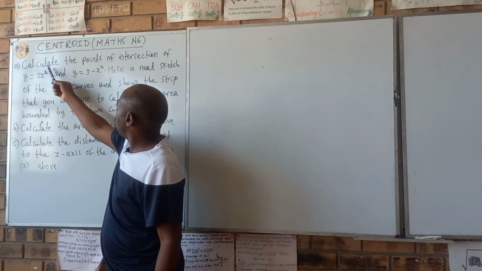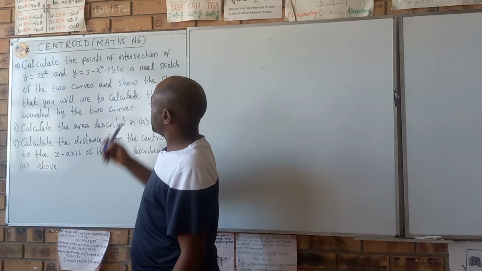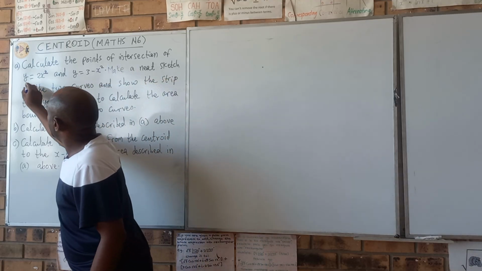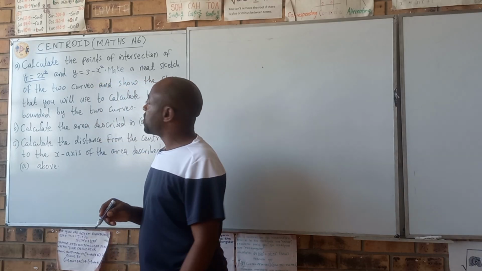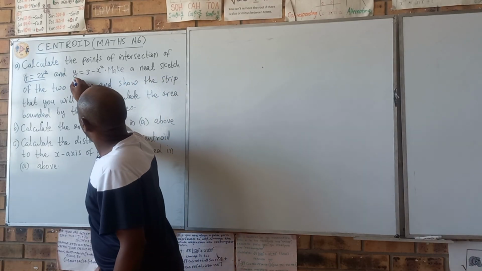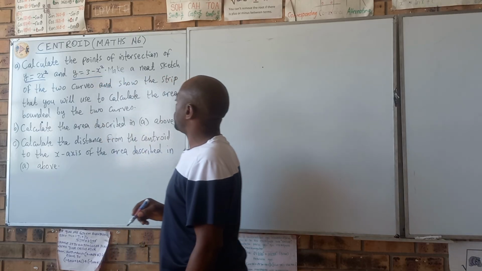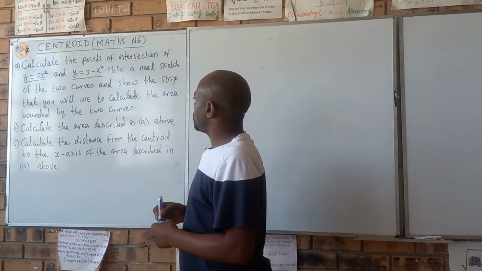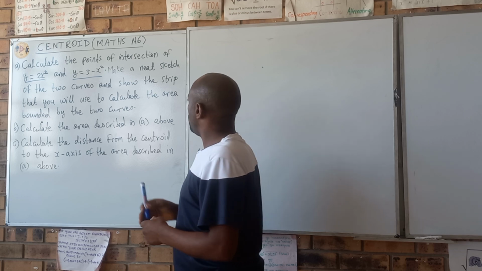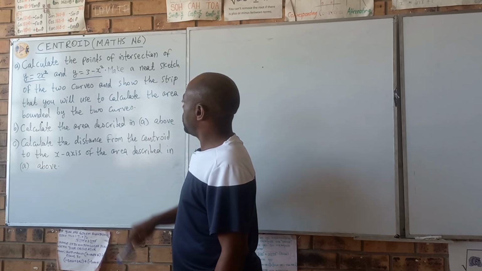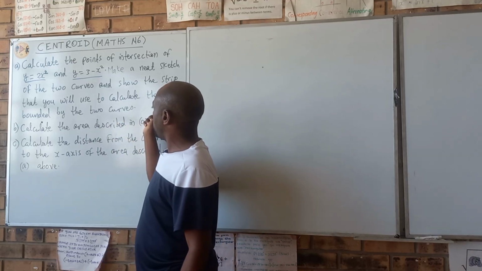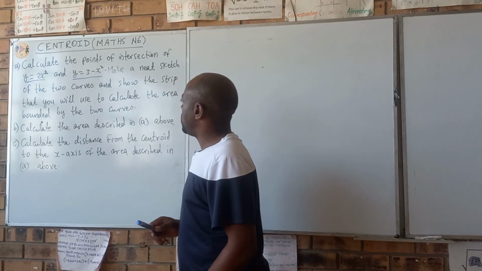It says we should calculate the point of intersection of the two graphs. My first graph is y equal to 2x squared, and the second one is y equal to 3 minus x squared. Then after that, we'll make a neat sketch of the two curves and show the strip that we use to calculate the area bounded by the two curves.